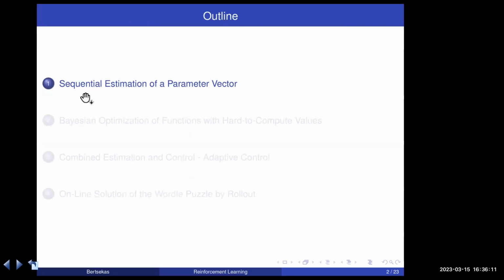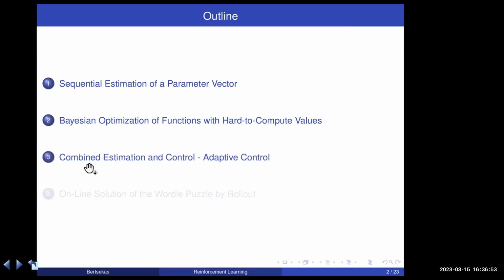So here's the outline. We start with the estimation of a parameter vector, but sequentially, with a sequence of measurements, and the previous measurements are used to decide on the subsequent measurements. Then we're going to discuss Bayesian optimization. It's a subject of great interest these days. It deals with optimization of functions that do not have an analytical form. Instead, their values can be computed, but with a lot of difficulty and cost, through simulation, through experimentation, and so on.